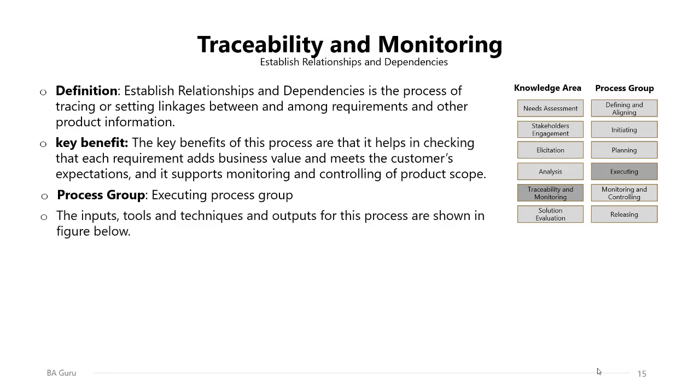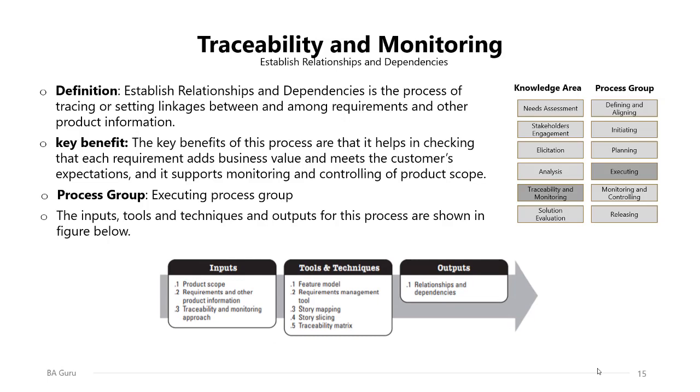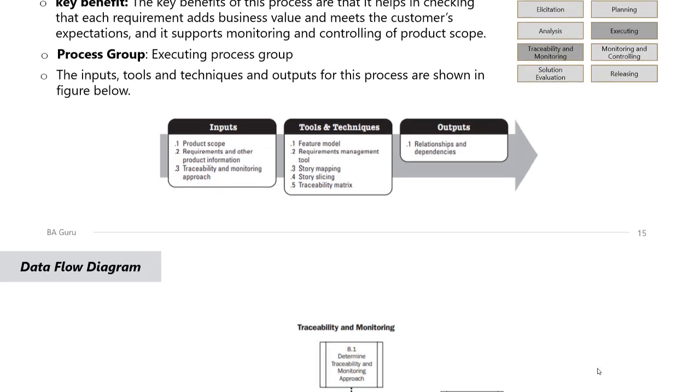The inputs, tools, techniques, and outputs of this process: we will have three inputs: the product scope, the requirements and other product information, and the traceability and monitoring approach. The tools and techniques will be the feature model, the requirements management tools, story mapping, story slicing, and the traceability matrix. And the key output will be the relationships and dependencies.